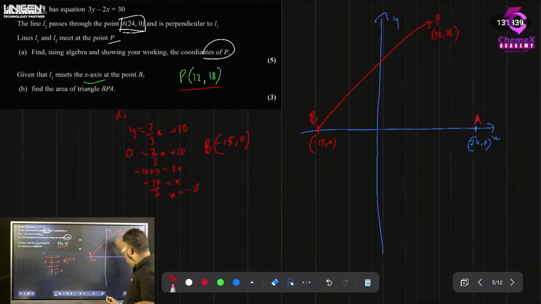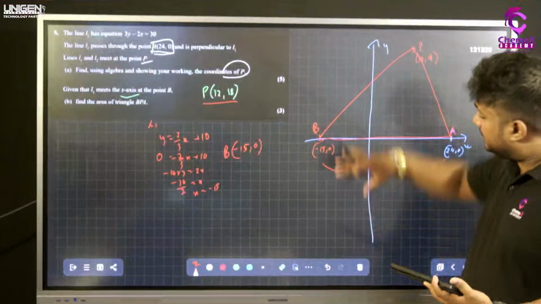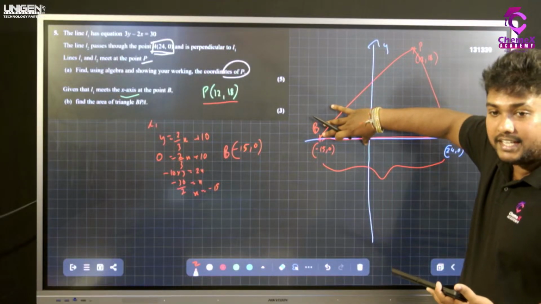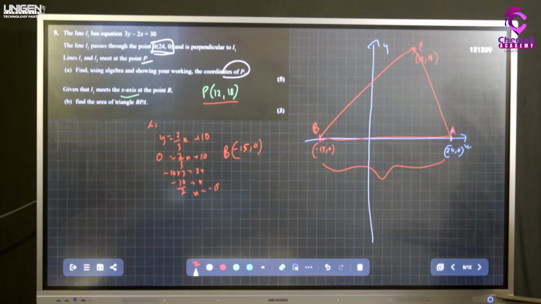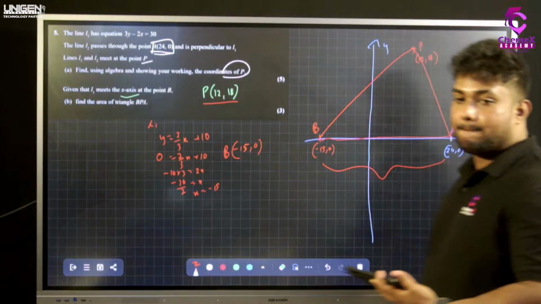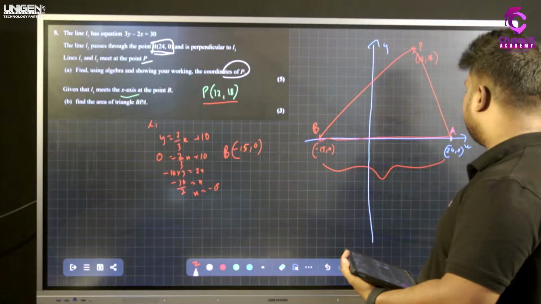I'm just going to draw a triangle. How do you find the area? Can someone suggest? Get the distance between these two. What is it? 24 plus 15. Why don't I take signs? Because the gap from here to here is 15. We don't take the sign. So 15 plus this gap from 0 to here, 24. So 15 plus 24 is how much? 39.